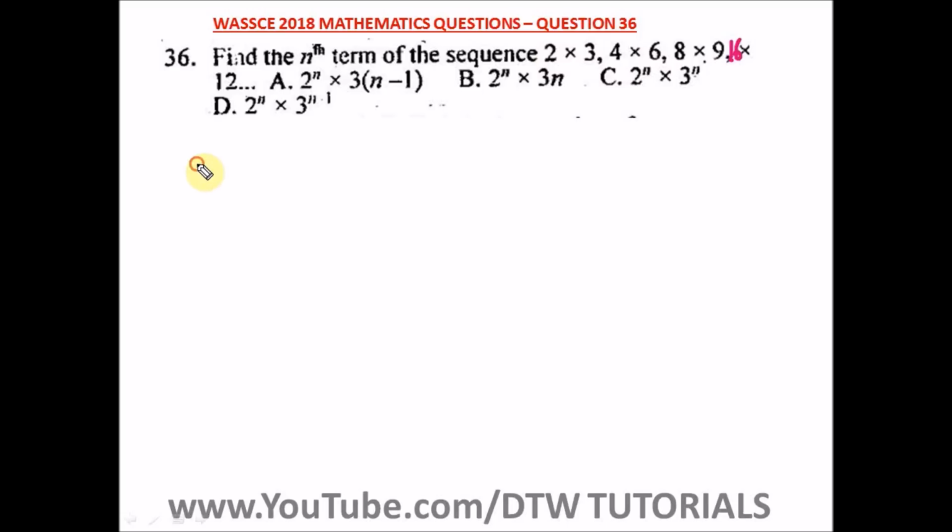So from here, let's just write this down. We have 2 times 3 here. We have 4 times 6. We have 8 times 9. We have 16 times 12. Okay, let's try to look for a pattern.